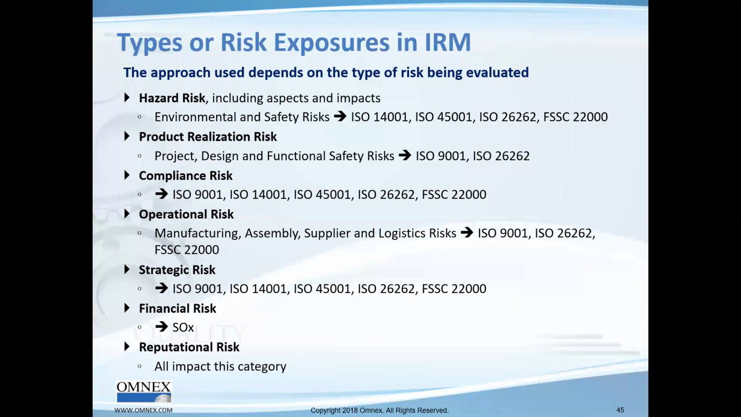So even though we may be looking at different standards, we do not just have a single, for example, environmental and safety risk for 14000. We can have compliance risk. We can have strategic risk. We can have reputational risks. All of those things need to be considered. And same thing with ISO 9001, risk-based thinking cuts across all the different types of risks that we have.